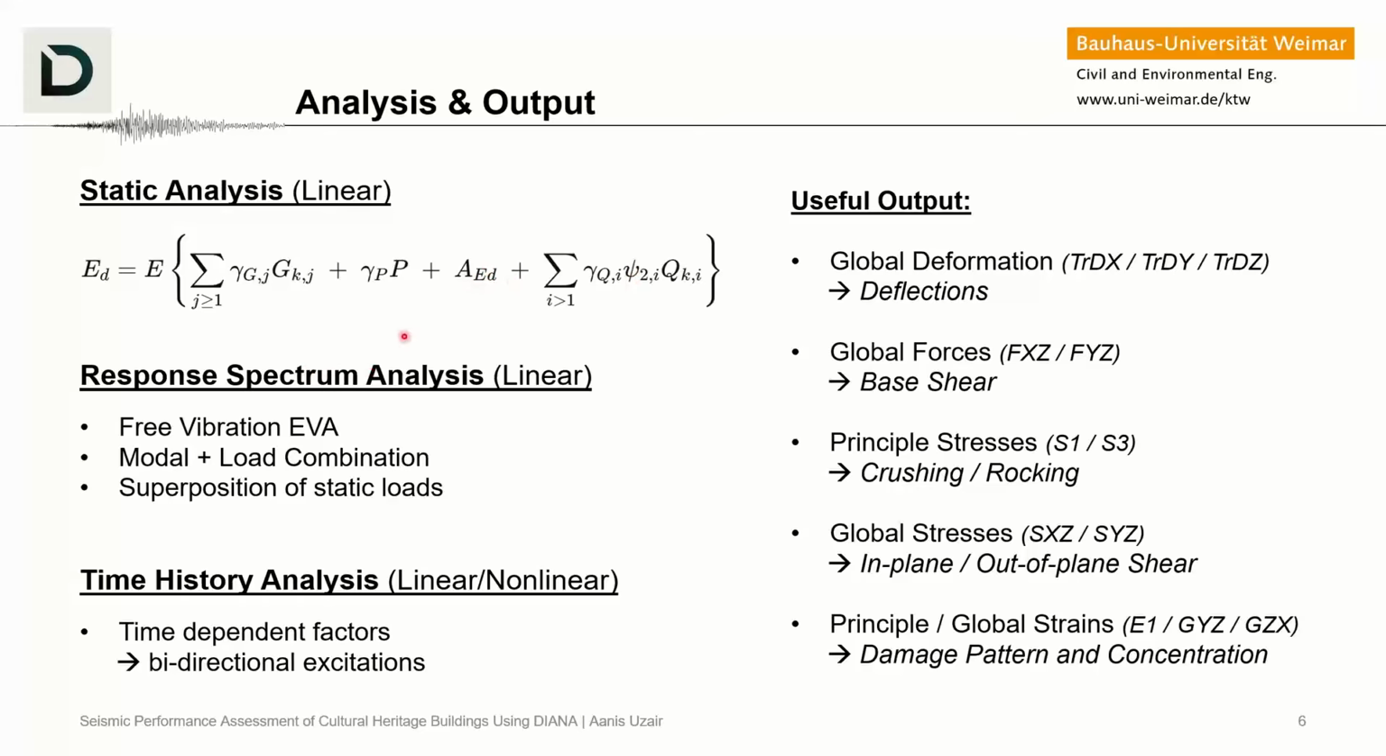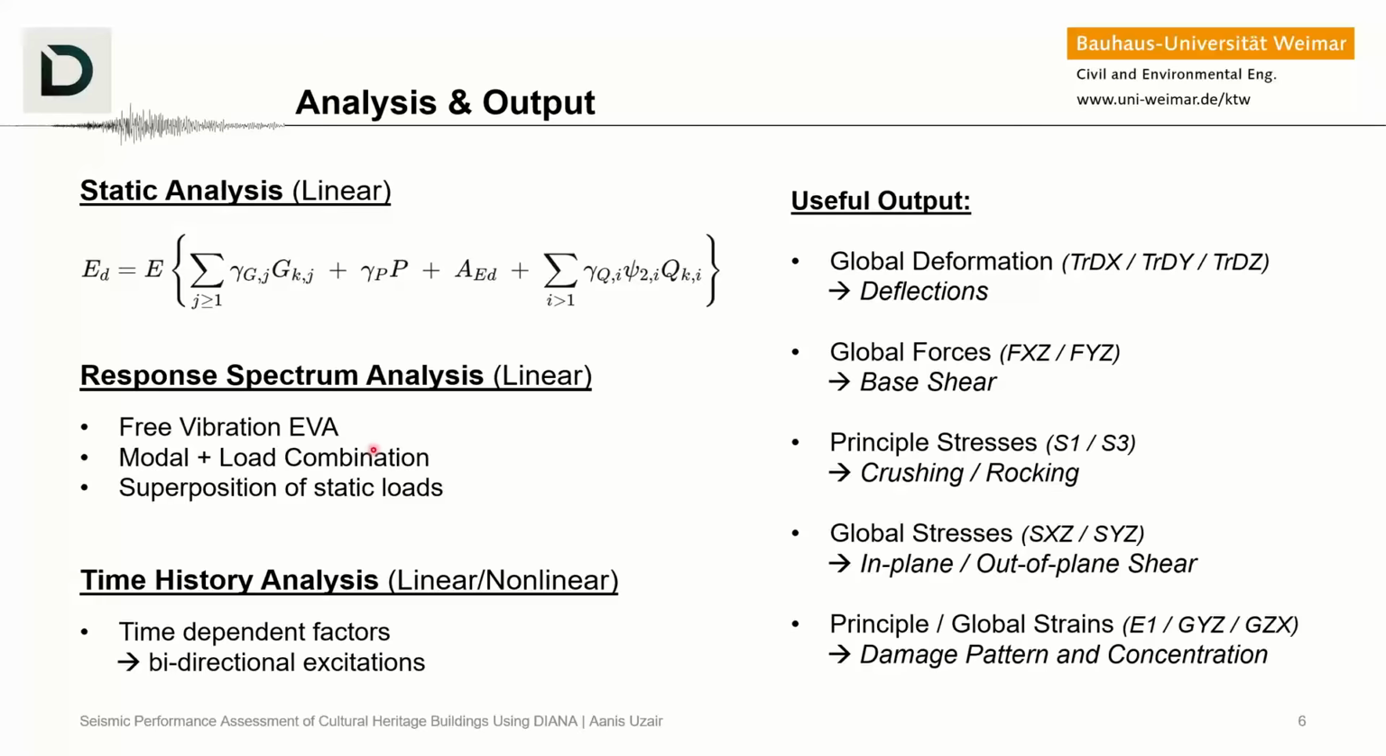When we are dealing with irregular geometries, we try not to do the performance assessment on the basis of only static analysis. Rather, we also deal with dynamic analysis, because the dynamic response of the structure in this case becomes very relevant. Now, in the linear domain, this can be done with the response spectrum analysis. Diana gives you the option to run a free vibration eigenvalue analysis. The modal combination and the load combination can both be combined.